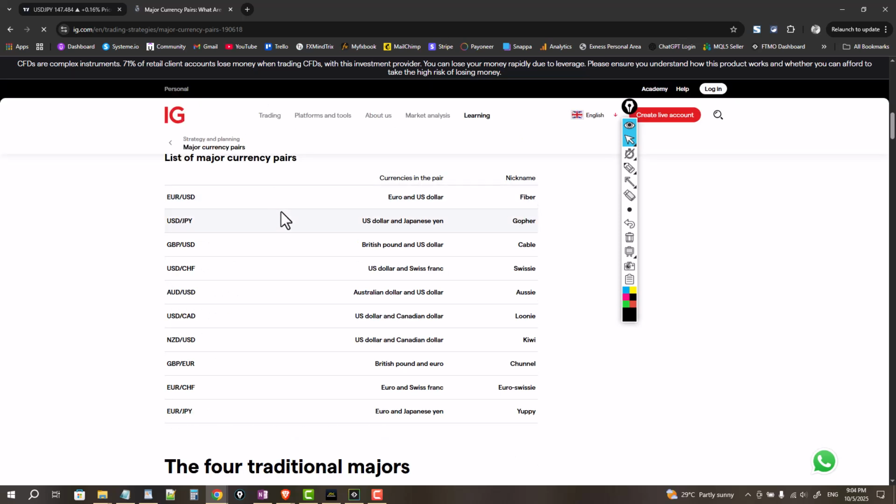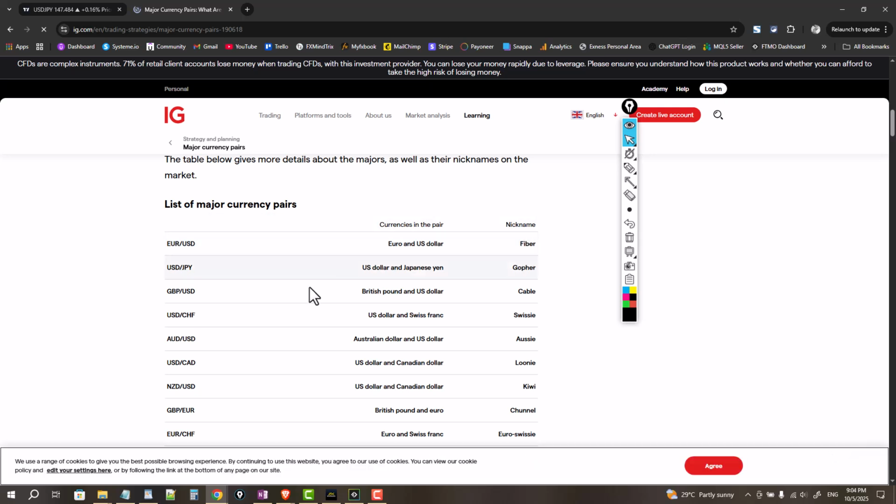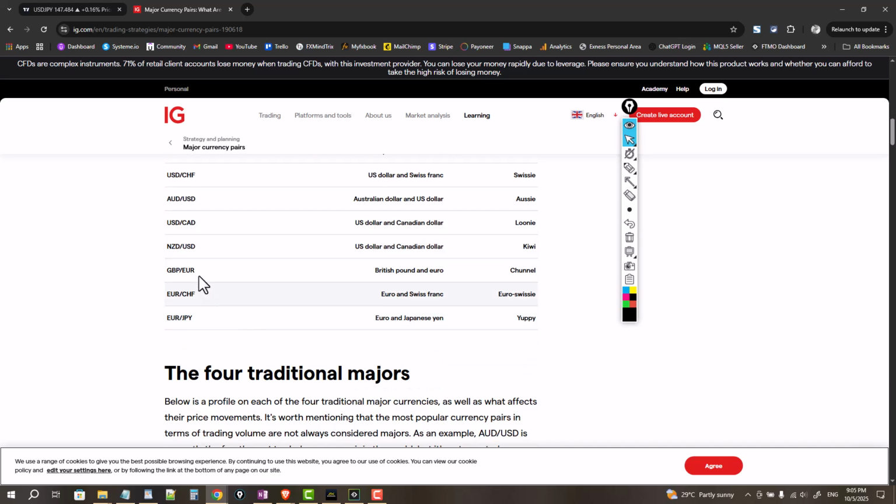You can see them here. So the list of major currency pairs, we've got the Euro USD, which is nicknamed the Fiber. The USD JPY, its nickname is the Gopher. GBP USD, Cable. USD CHF, Swissy, AUD USD. These are the list of currency pairs which are considered the majors, okay?